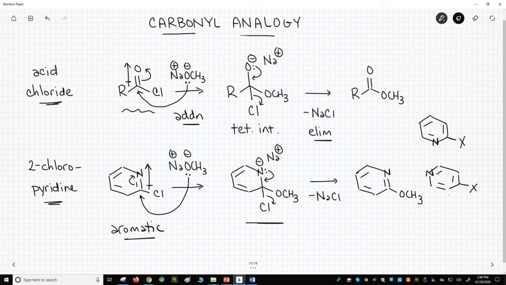Rings with more nitrogens or more electron withdrawing groups are also better able to stabilize the negatively charged intermediate and react faster. This is an application of the carbonyl analogy to help us understand how halogenated pi-deficient aromatic rings are excellent candidates for the SNAr reaction.